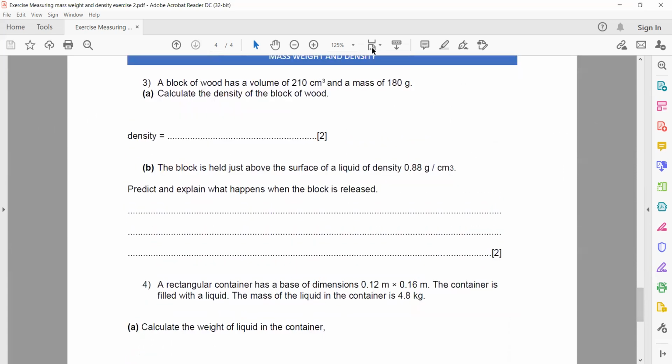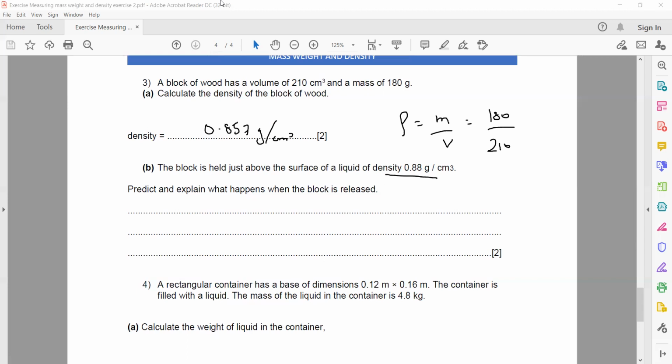Then another question, question 3. A block of wood has a volume of 210 centimeter cube and having a mass of 180 gram. Calculate the density. So density is mass present in a unit volume, mass divided by volume. Mass is 180 and volume is 210. What is the density of this block of wood? 0.857 gram per centimeter cube.